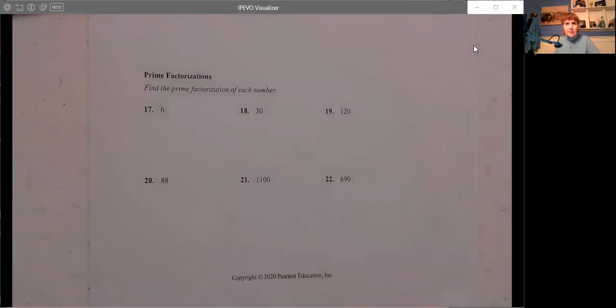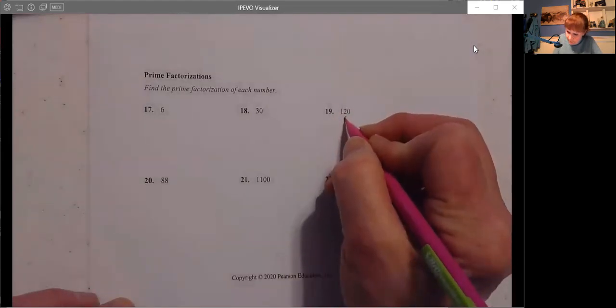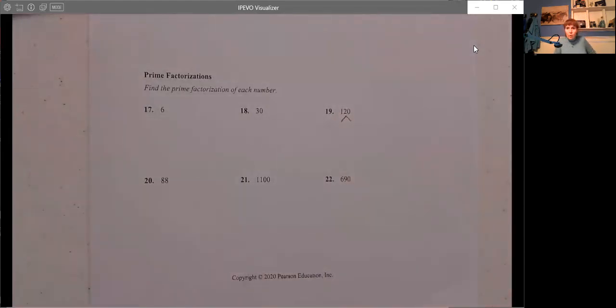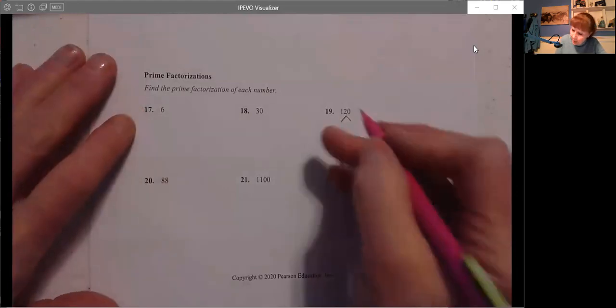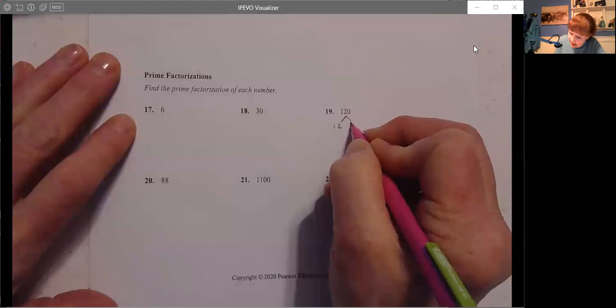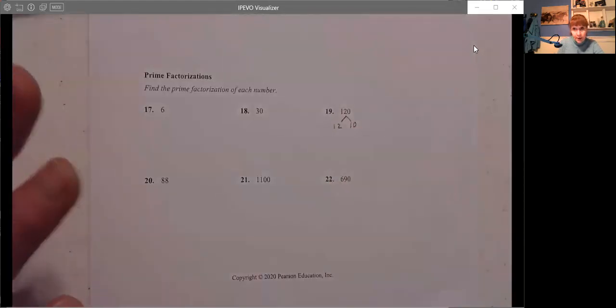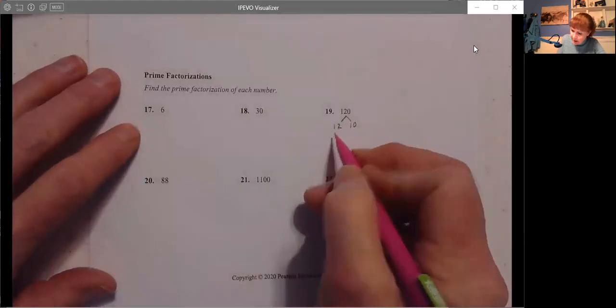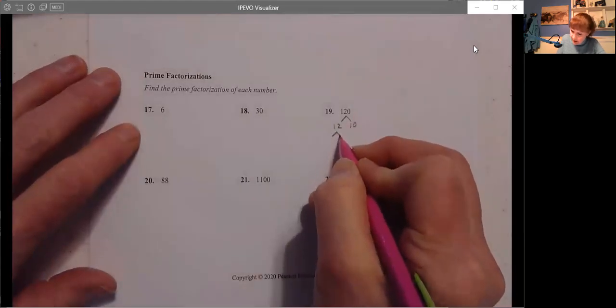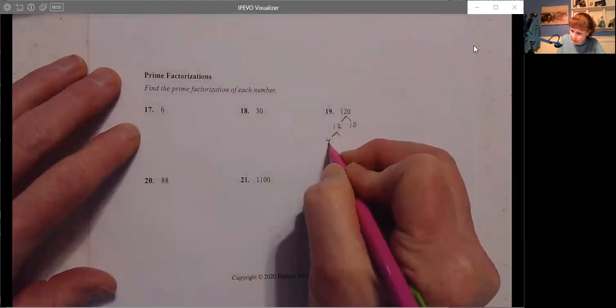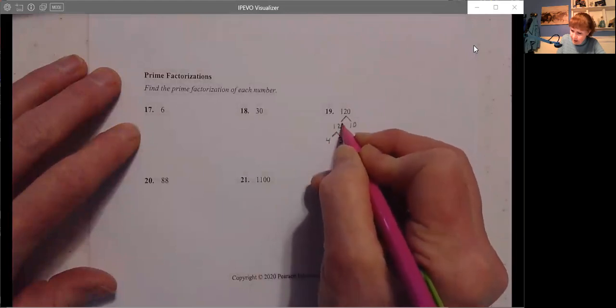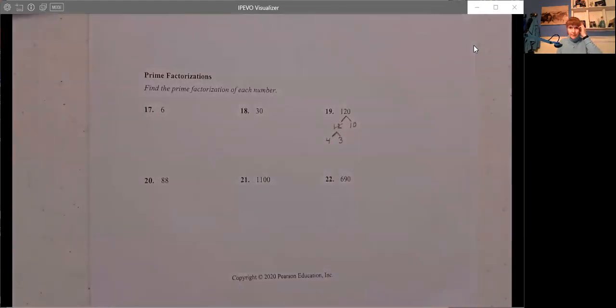Okay, rather than doing the 6, let's do number 19. So 2 numbers multiplied together that give me 120. That would be 12 times 10. Then we're going to keep breaking this down. Let's break down the 12 into, we'll say, 4 times 3. I'm going to cross off the 12 because I broke it down.